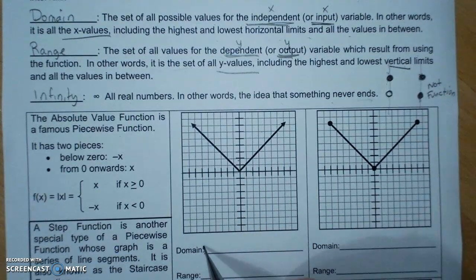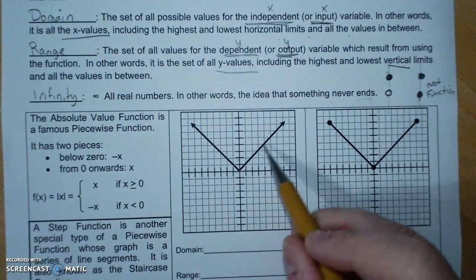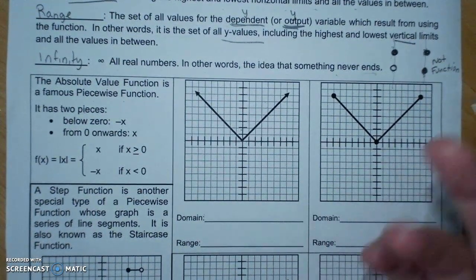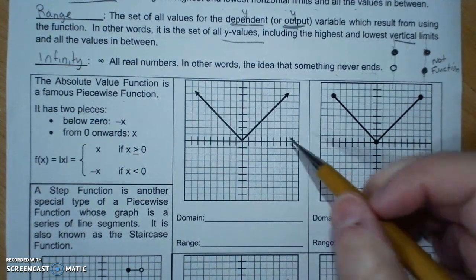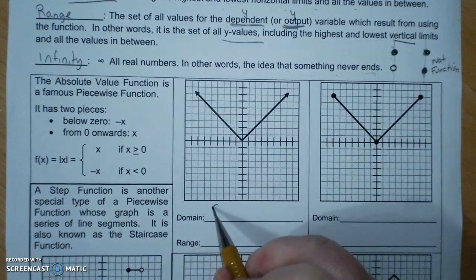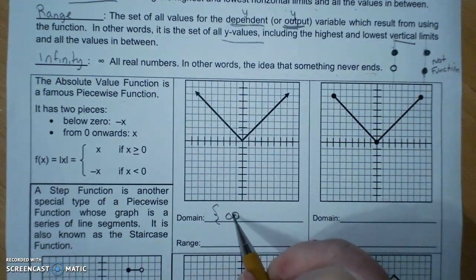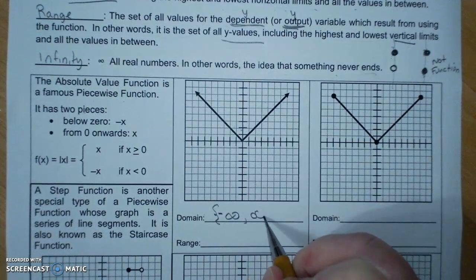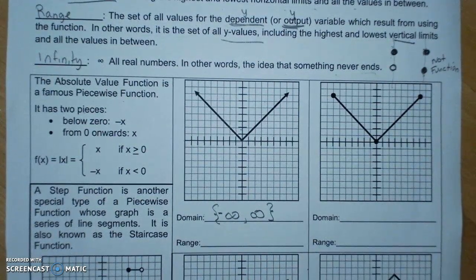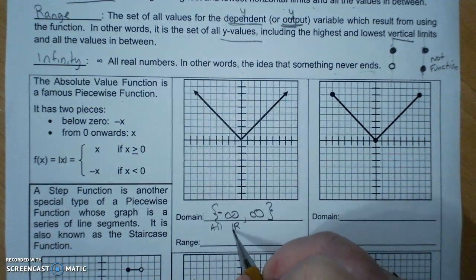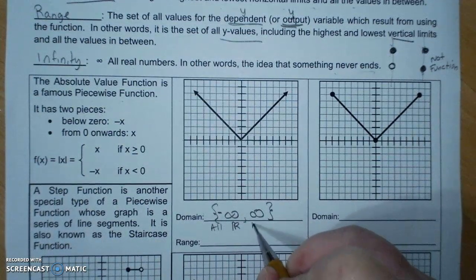When we're looking at domain and range, can you think of any x that cannot be plugged in? Okay, and all x's can be plugged in, so your domain is basically going to go from negative infinity to positive infinity. You could also say all real numbers.